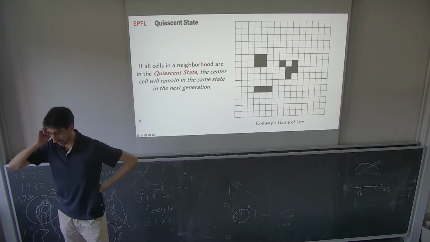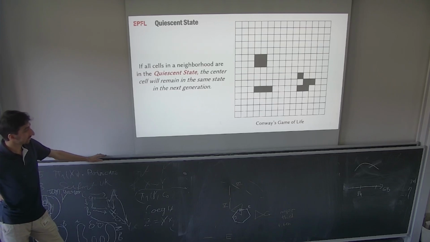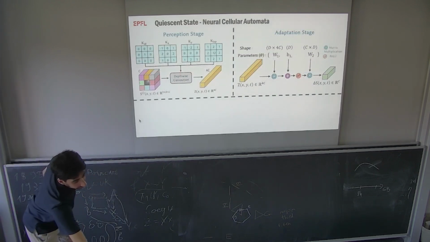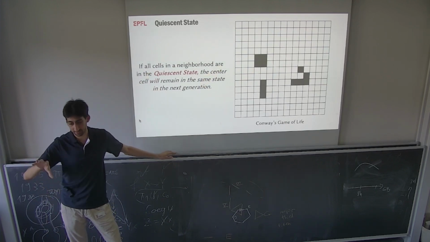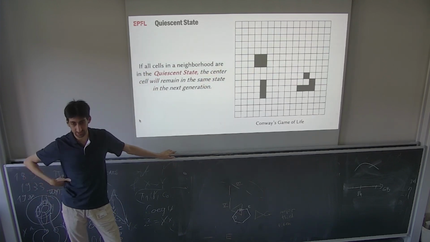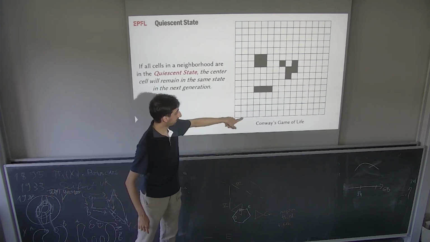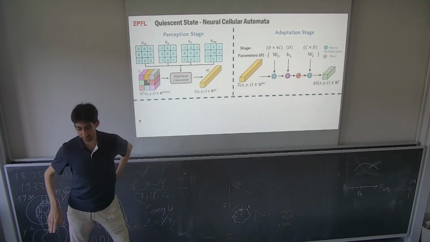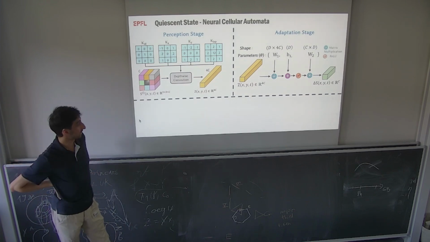So there is also another interesting thing that can be analyzed here. Vasilis introduced the concept of quiescent state. A quiescent state is a state in CAs such that if you have a neighborhood which is all in that state, it's stable, so the center cell won't change. And for game of life, the white thing is the quiescent state. So now we can basically study the concept of quiescent state for NCAs.